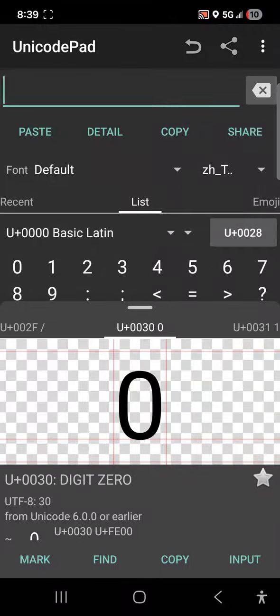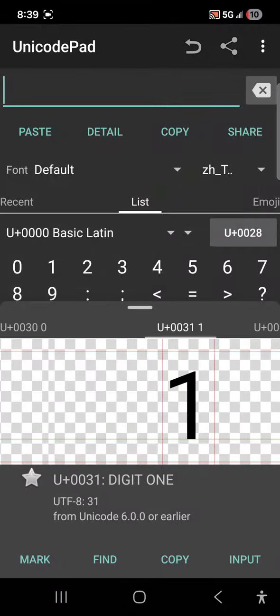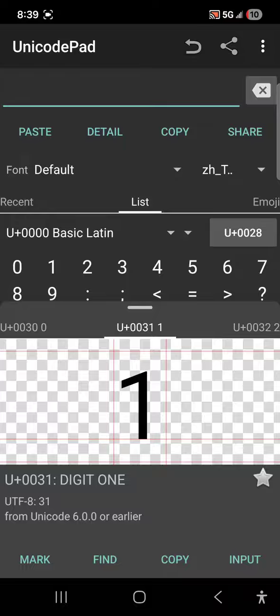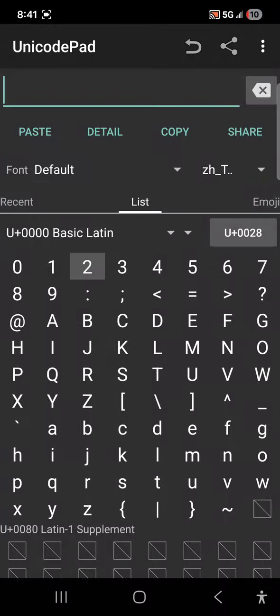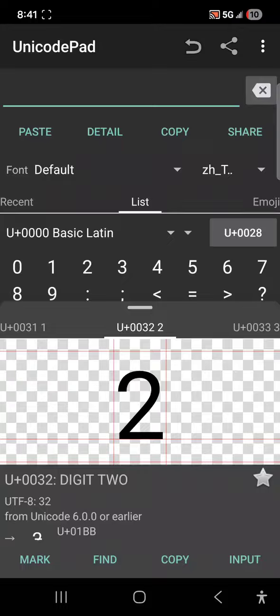Now we have our first number. 0 represents nothing. 1 is the first number. This is 2. The second number is denoted by 1 plus 1. This is 3. It is represented by 2.5 plus 1.5 plus 0.5.